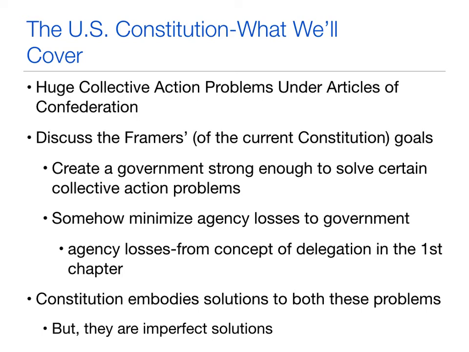After that, we will discuss the very problems that the Articles of Confederation had and the problems it created, and why it was an ineffective system of government. We'll discuss the framers' negotiations over forming a new government in Philadelphia. After that, we will discuss the components and the design of the U.S. Constitution and how that Constitution addressed the collective action problems created under the Articles.